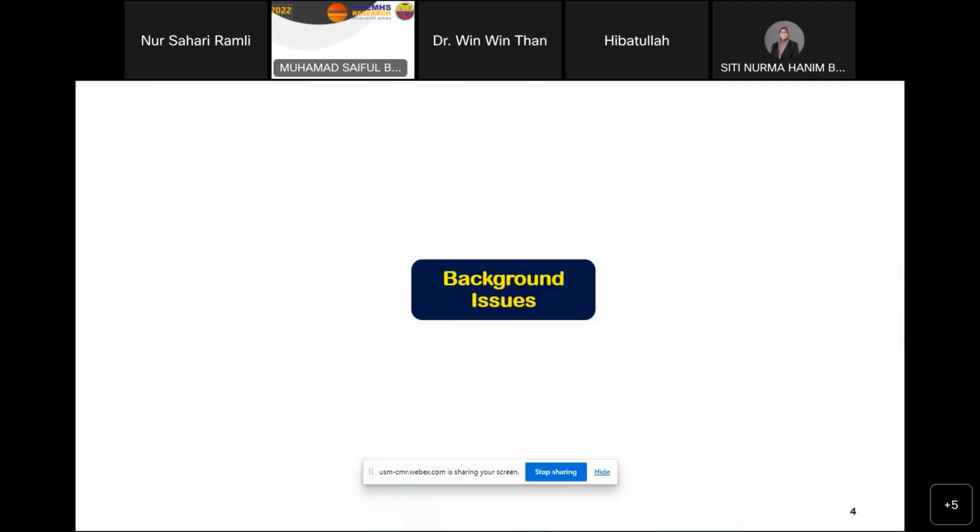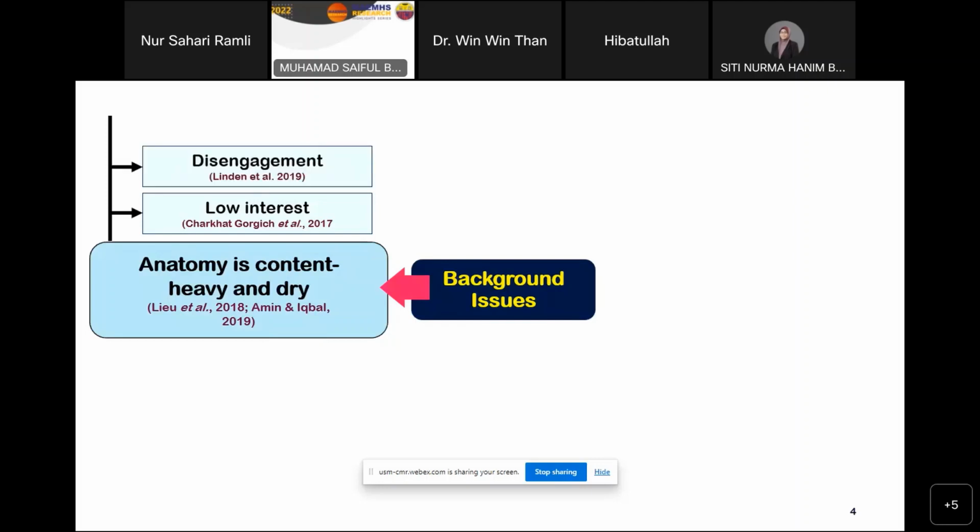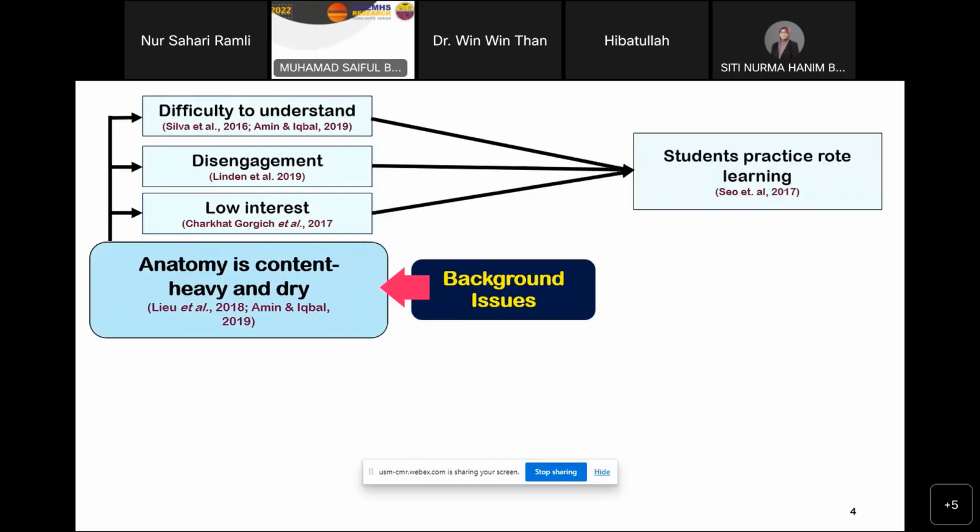All right. So for the background issues, the research stemmed from two major issues in anatomy education. The first one is the fact that anatomy is very content heavy and dry. This leads to the students having low interest, causes them to disengage from the learning process, and also results in difficulty for them to understand the content. All of these three issues cause the students to practice rote learning. Rote learning is a superficial process of learning whereby they memorize the information from repetition, basically just to pass the exam.